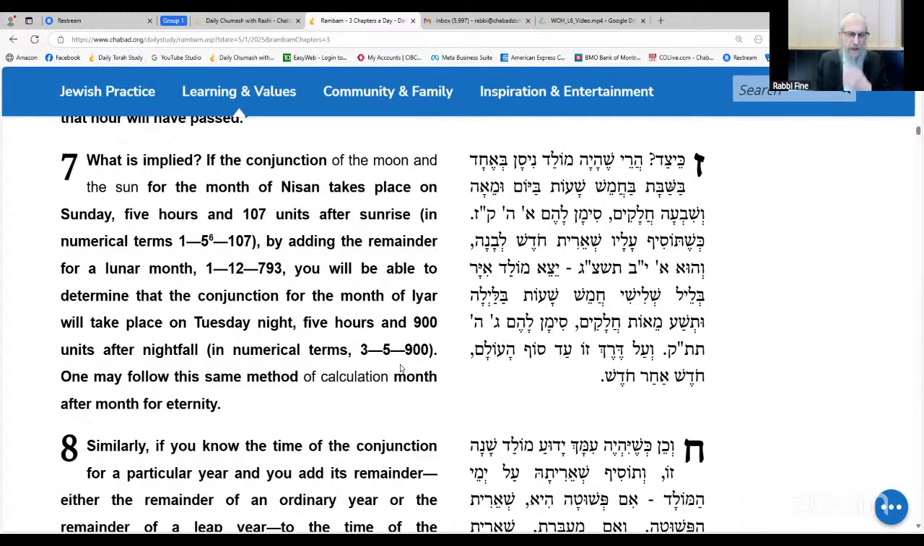Sorry, it was 5 hours into the day, so you're adding 12 to it, so it's going to be 17 hours in the day. What is 17 hours in the day? Nighttime, right? 12 for the day and 12 for the night. It's going to be 5 hours into the night, plus the units. Actually it's going to be 6 hours when you add up. So it'll be Tuesday night.